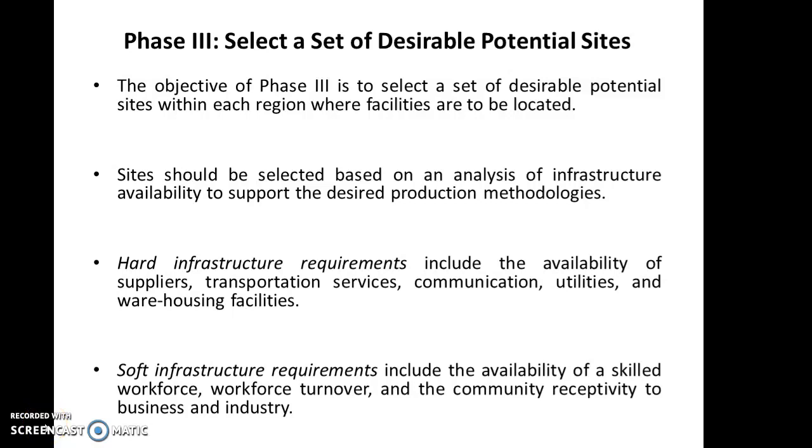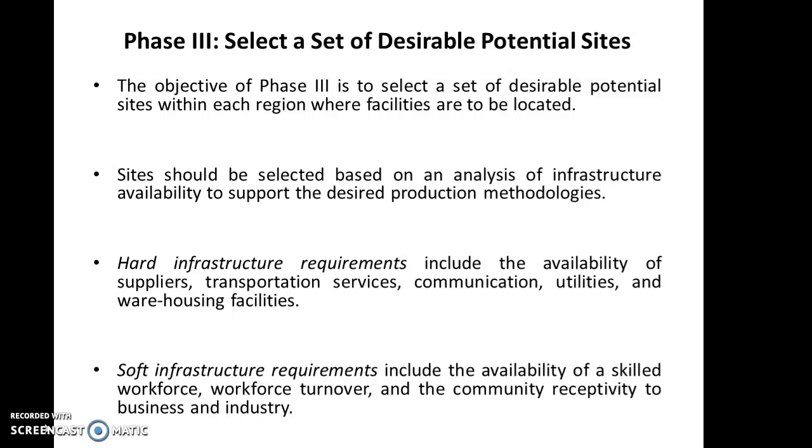Phase 3: select a set of desirable potential sites. In phase 2, we have selected various regions to locate the facilities. So, what is the objective of phase 3? We have to select potential sites in each region where the facilities are to be located. So now we are looking for the particular sites where actually the facility is going to be located in the particular region. So how do you select the site?